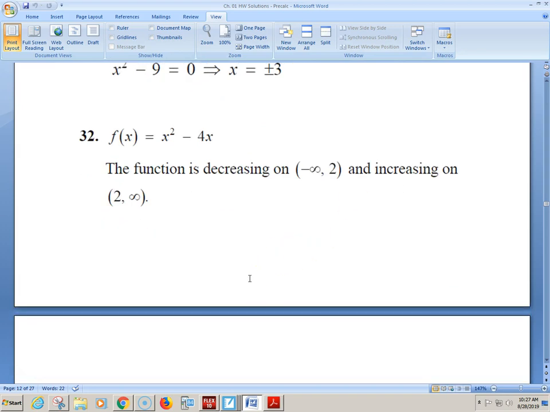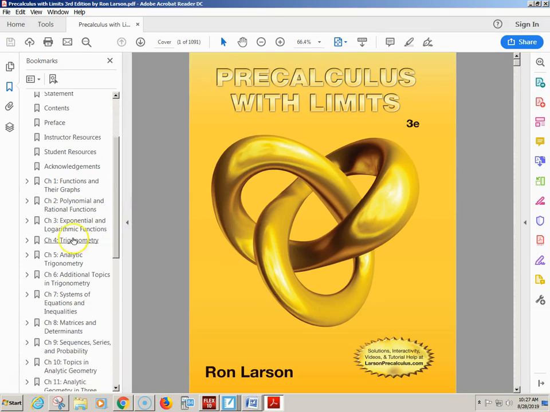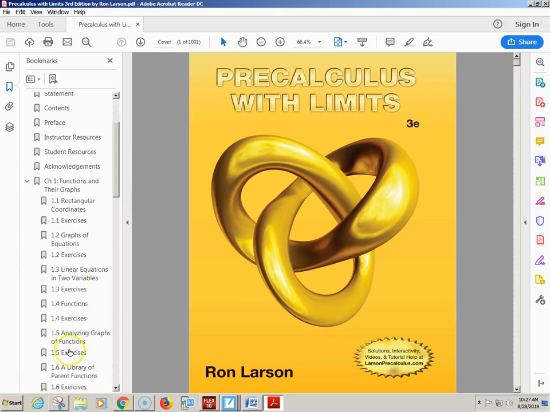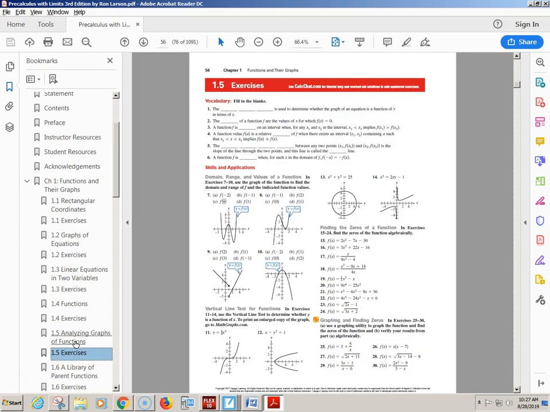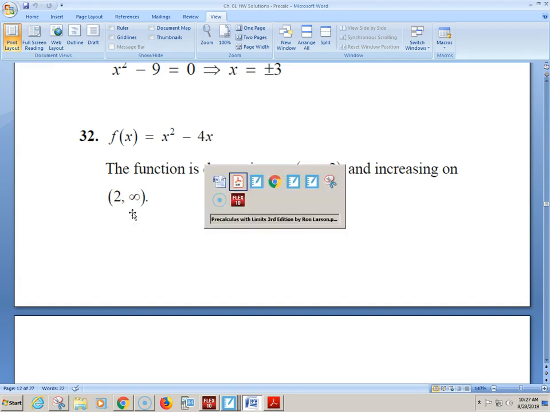Number 32. Did they give you a graph for number 32? If you looked at the graph, you could have seen that x equals 2 is the separator between the decreasing portion and the increasing portion. But remember, you're answering it with x intervals. So how left was the decreasing portion? From negative forever, negative infinity, all the way up to 2. And then the graph started rising after that.